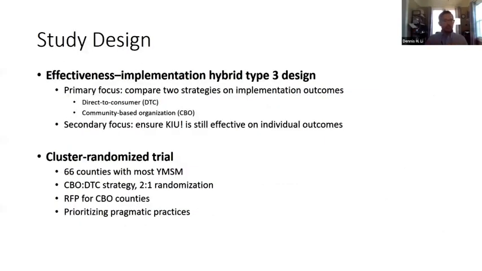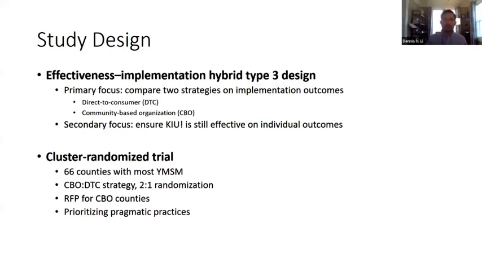So the design is a hybrid type 3 design, meaning the primary focus is on testing these two strategies against each other, with a secondary focus to ensure that Keep It Up is still effective. We also do measure some individual level outcomes, but they are secondary to our primary implementation outcomes.